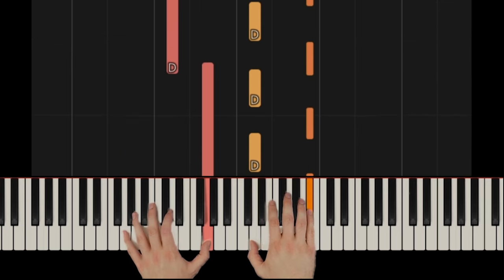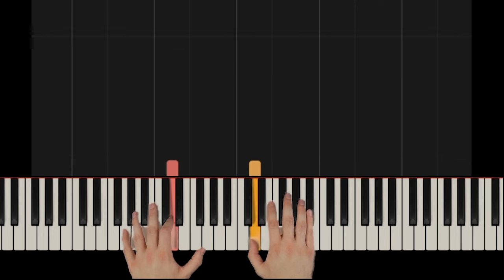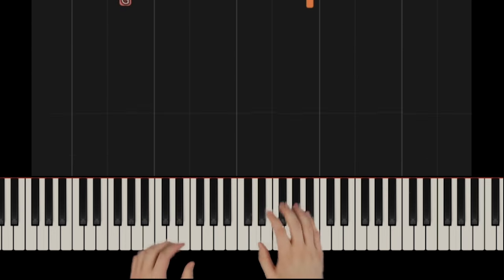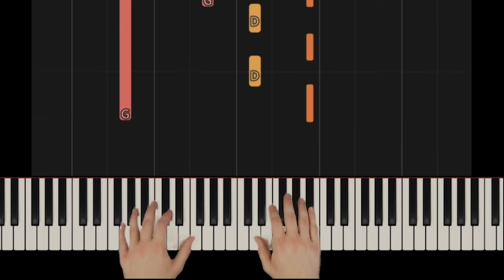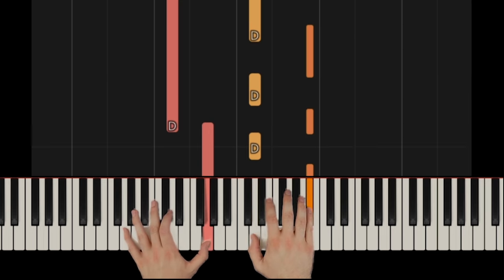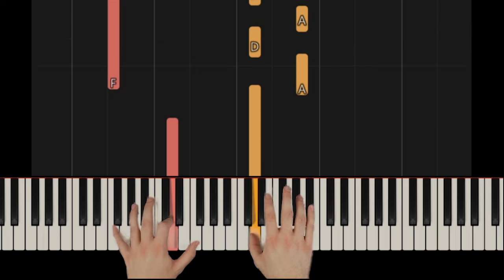1, 2, 3, 4. 1, 2, 3, 4. Get the picture. And that's basically it. That's all there is to it. You have the pedal down to start so that all the sounds blend together. Moving on, next bar.